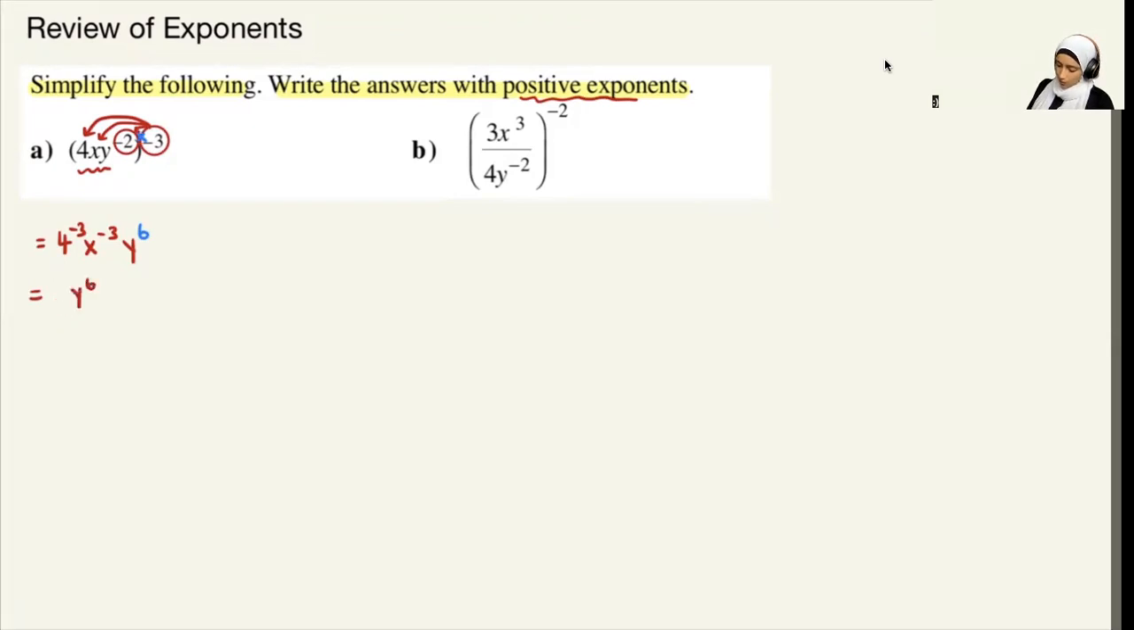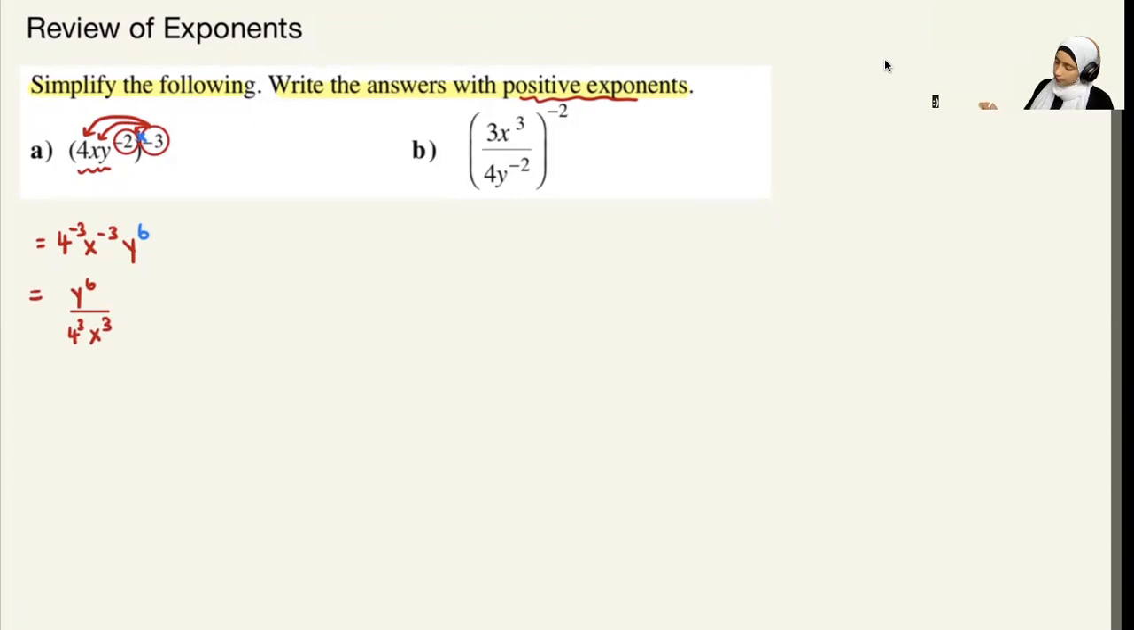Y to the power of 6, that's positive, could stay up here. And then 4 to the power of -3 could come down here as a positive. X to the power of 3 could also come down here as a positive, and that's pretty much it. Okay? All right, let's do the next one together.